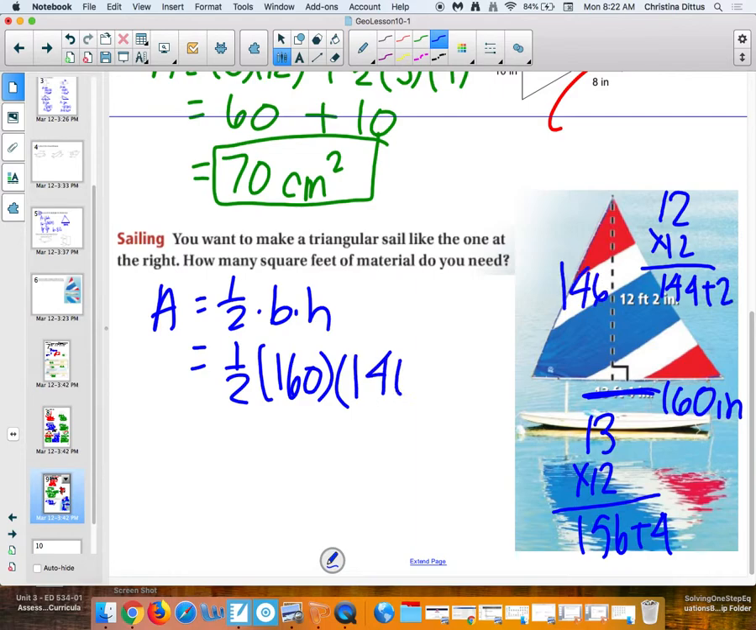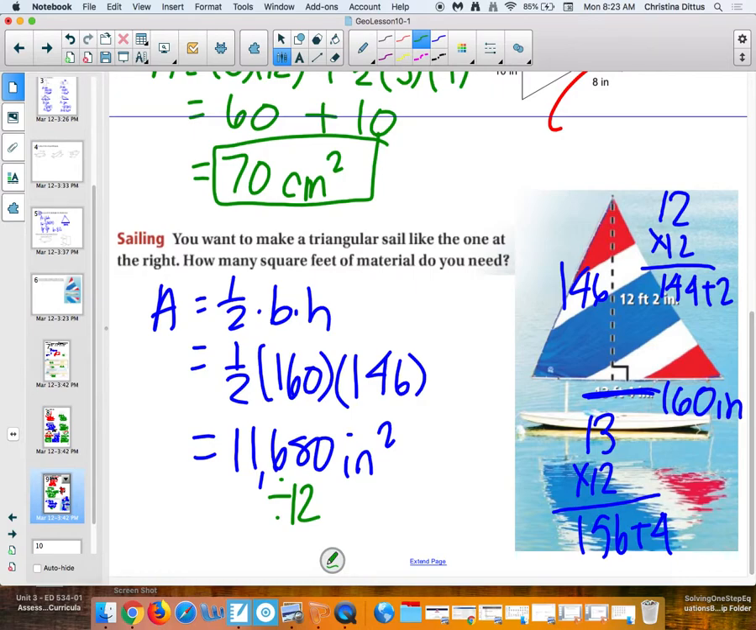That's math, right? Check it. Okay, that's a huge number. Half times 160 times 146. 11,680. 11,680. Yep. And that's inches squared. So how would I put that into square feet? Divided by 12. How many square feet do we need?